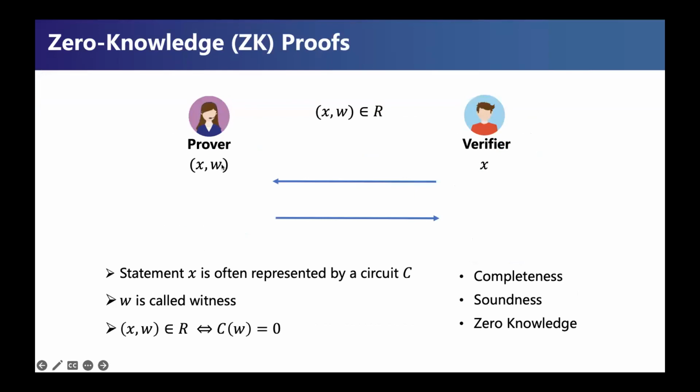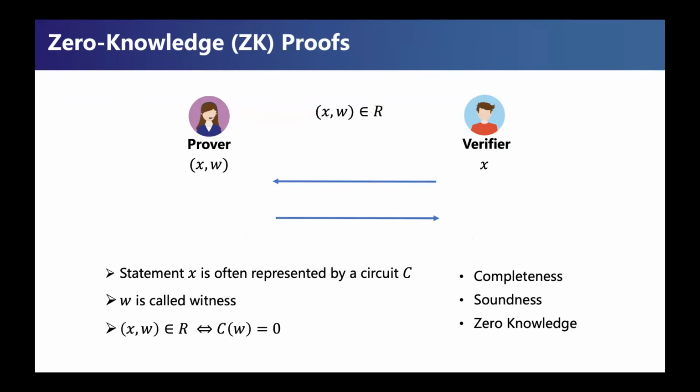Zero-knowledge proofs enable a prover to convince a verifier that a statement is true. Here, statement x is often represented by a circuit. w is called the witness. In this case, (x, w) satisfying an NP relation is equivalent to C(w) = 0.